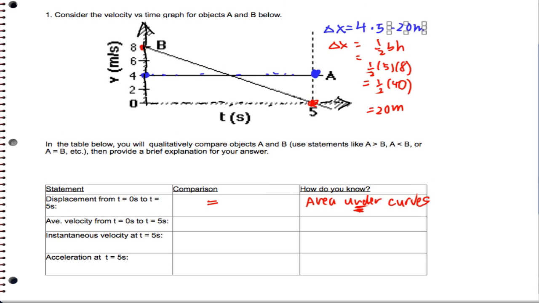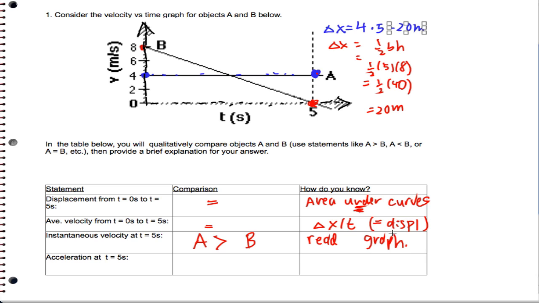Now, the average velocity from t equals 0 to t equals 5 seconds. What's interesting about that is the average velocity is displacement over time. We're talking about the same displacement, so therefore these are also equal because of equal displacement. Now, instantaneous velocity at 5 seconds, let's compare that. At 5 seconds, object B is at 0 and object A is at 4. What that means is that object A has a bigger velocity, and I saw that by reading the graph.